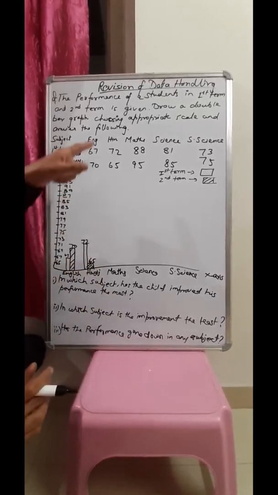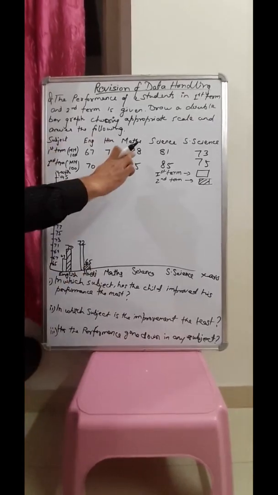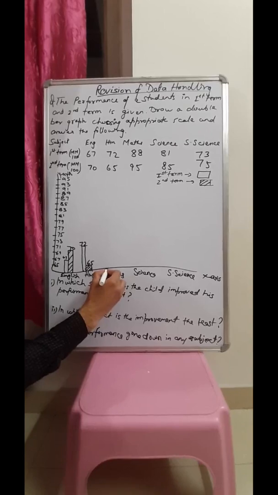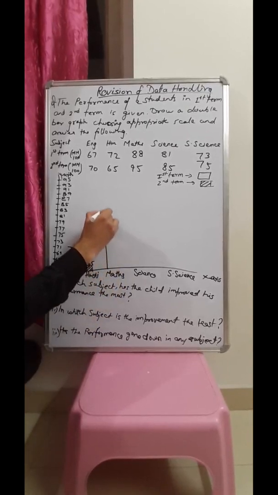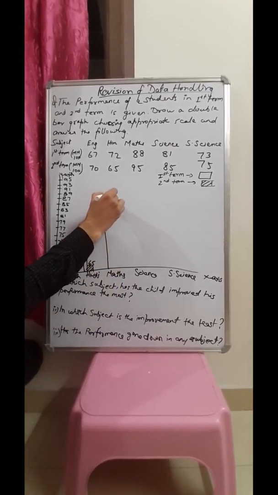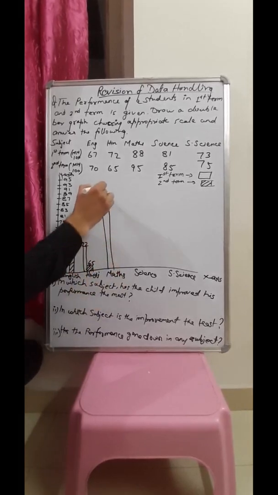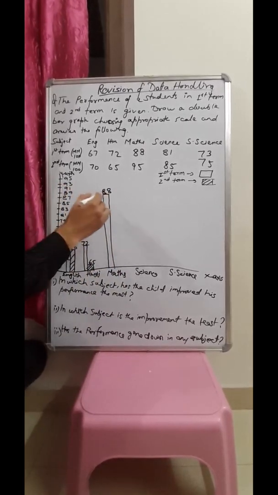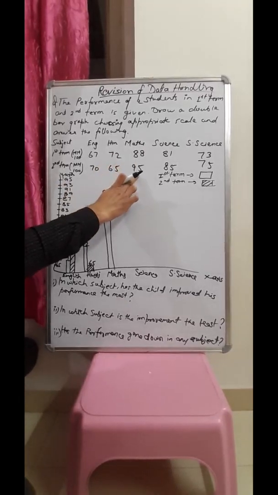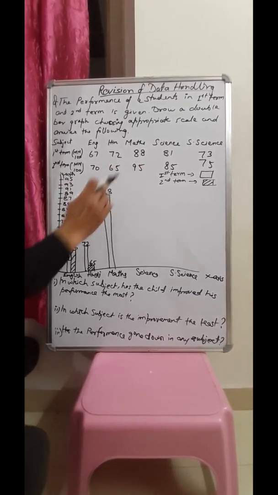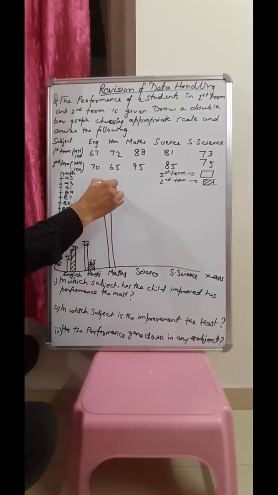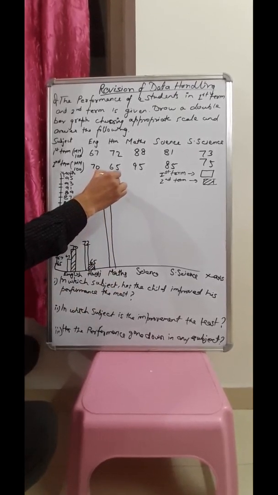This is of Hindi. Next is Maths. In Maths the first term is 88. So the bar will go up to 88, and 88 is coming between 87 and 89. This is 88. This is the first term. And second term in mathematics we have 95. So the shaded bar will go up to 95.